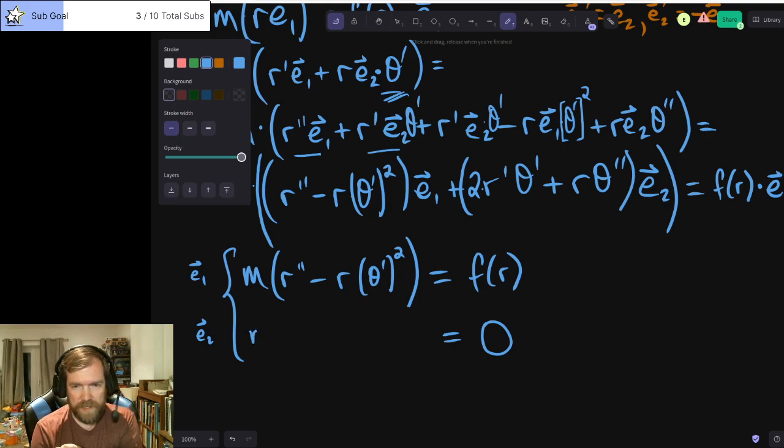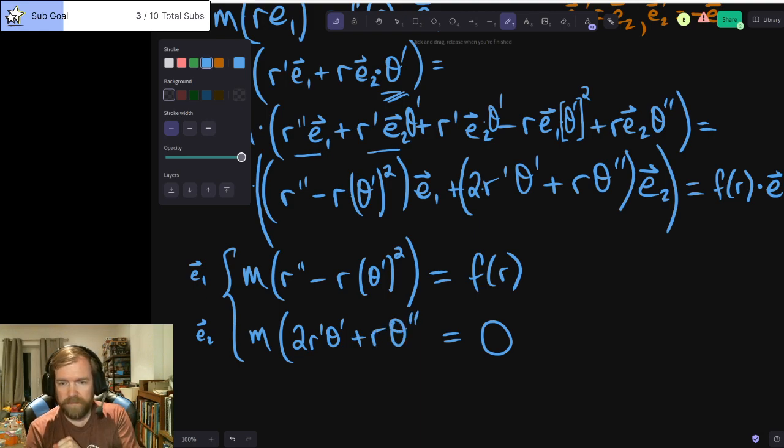Alright, this also has an m. And then we're multiplying by 2 r prime theta prime plus r theta double prime. In this case, we don't need the m, just because it's going to divide off and get us a 0 anyway, on the right.